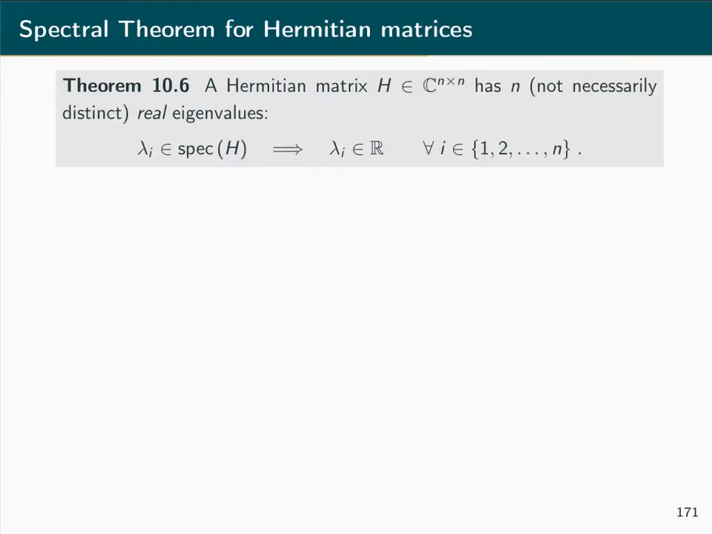Hermitian matrices have an important property with respect to their eigenvalues and eigenvectors. First, as stated in Theorem 10.6, a Hermitian matrix H always has n, not necessarily distinct, real eigenvalues. Or in short notation, every eigenvalue lambda i of H is an element of the reals.